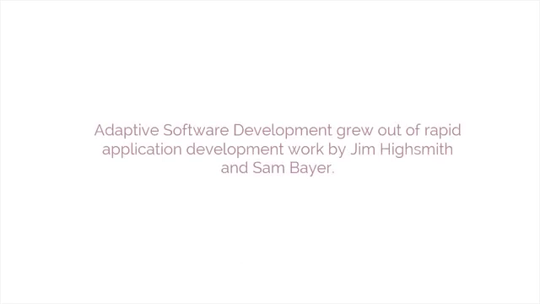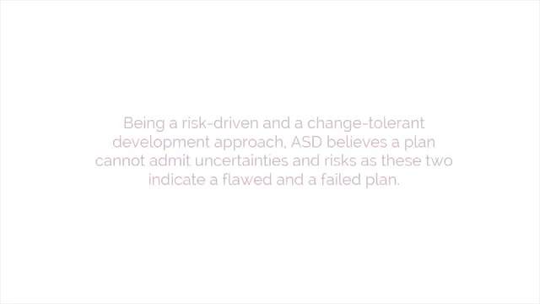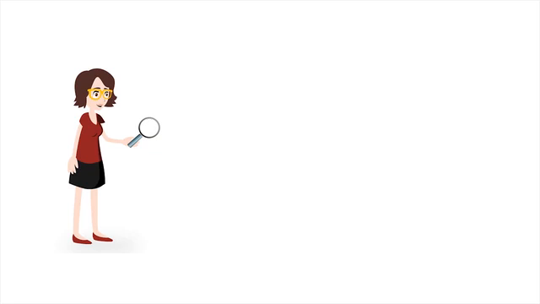The seventh method is adaptive software development. Adaptive software development grew out of rapid application development work by Jim Highsmith and Sam Bayer. The highlights of ASD are constant adaptation of processes to work at hand, provision of solutions to problems surfacing in large projects, and iterative, incremental development with continuous prototyping. Being a risk-driven and change-tolerant development approach, ASD believes a plan cannot admit uncertainties and risks, as these two indicate a flawed and failed plan. ASD is feature-based and target-driven.